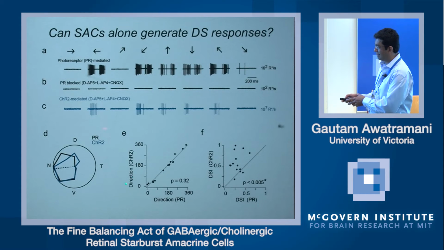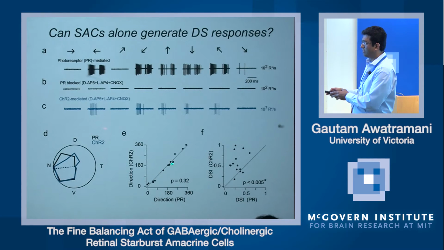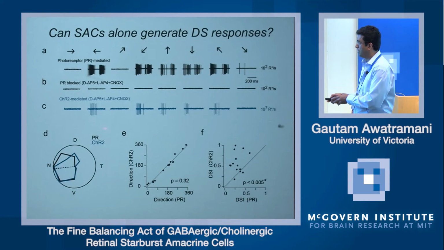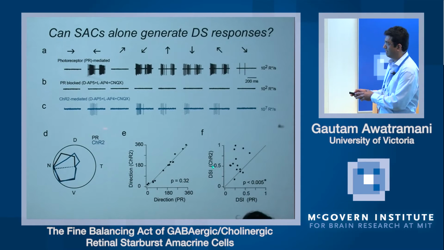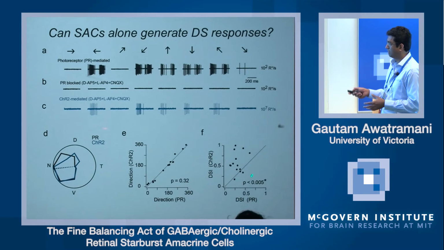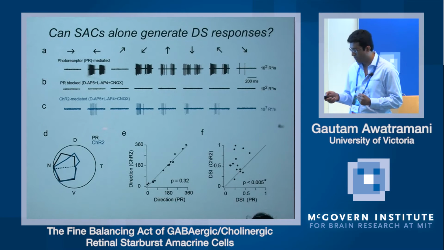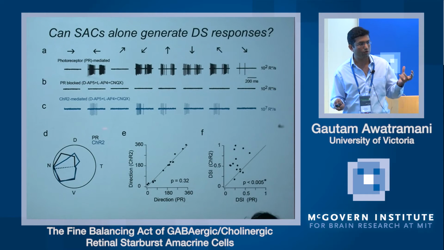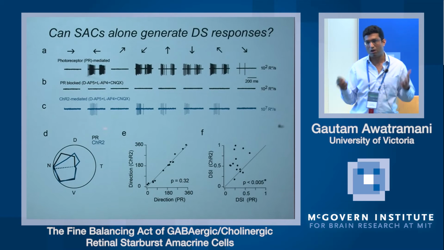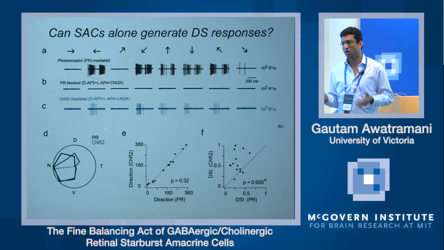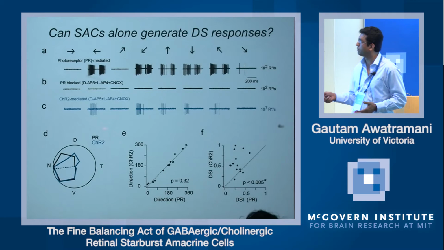Across cell types, you can see the direction in control is plotted against the direction in channelrhodopsin, and it lines up along the diagonal. Similarly, the directional selectivity index is actually stronger in channelrhodopsin conditions because there are fewer spikes. This kind of proves that the starburst network alone has the capability of driving directional selectivity.